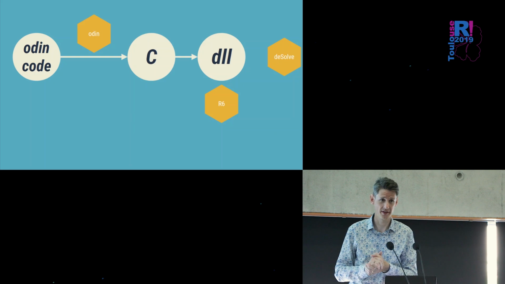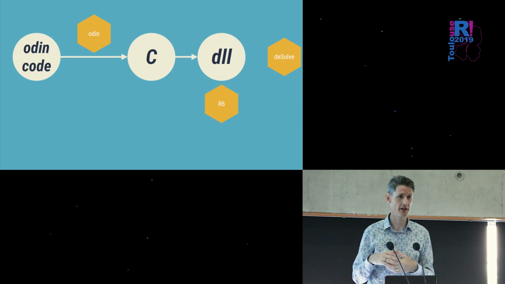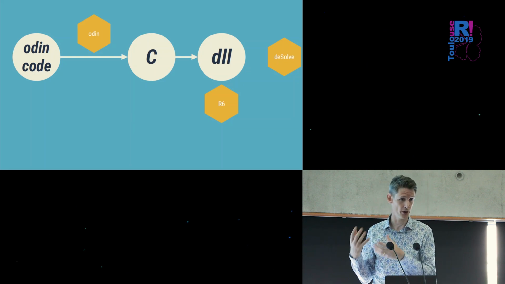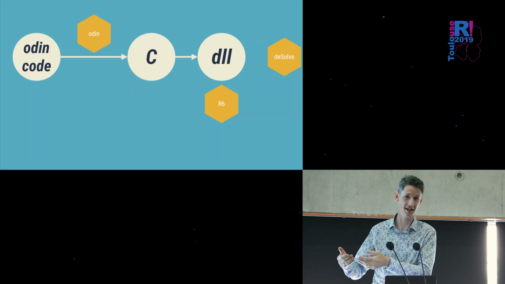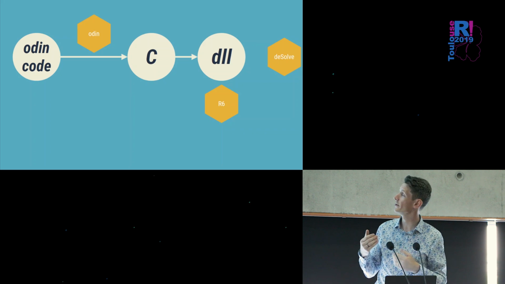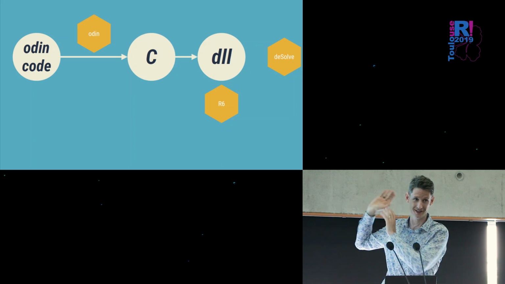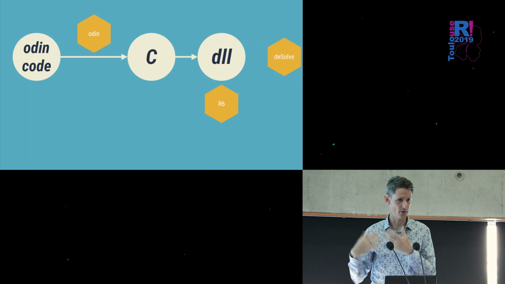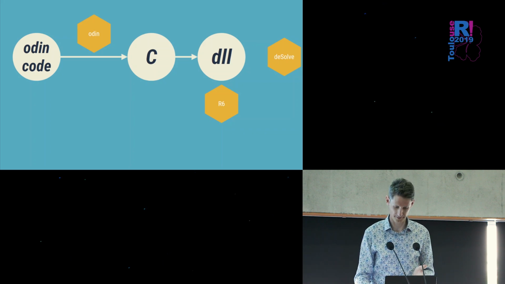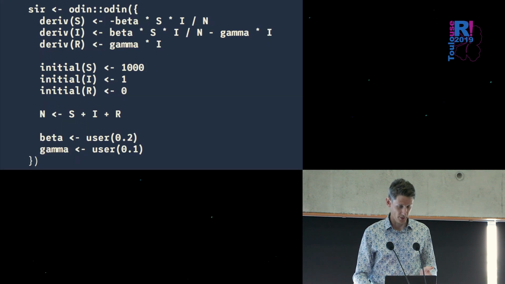So the basic idea is this. The researchers are now going to write their code in a new domain-specific language called Odin. We're going to compile that to C. We're going to compile that into a DLL, and we're going to load it into R, and then we're going to continue to solve our differential equations with DESolve, because they don't break what's not broken, right? So there's already a whole pile of solvers in here. They're well tested.